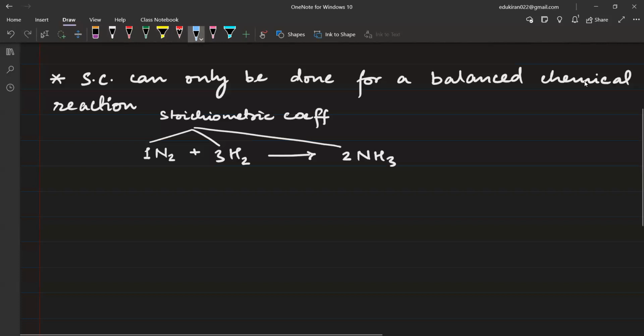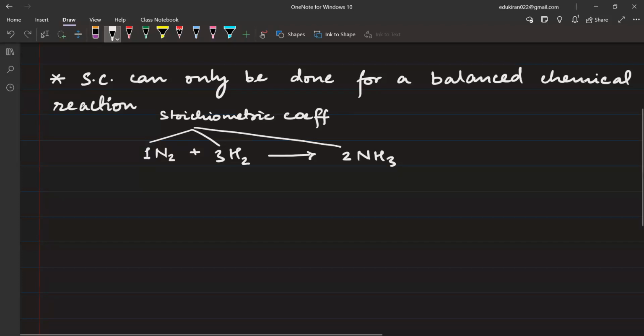Now, these subscripts, this 2 and this 3 in ammonia, they don't have a role in the stoichiometric calculation. They only have a role in balancing. When you are balancing, you have to write those atoms in that way. But when you are doing stoichiometric calculation, only the coefficients are going to be used.